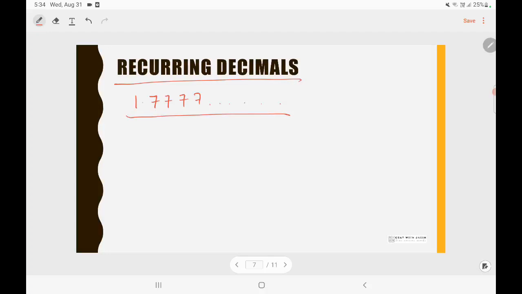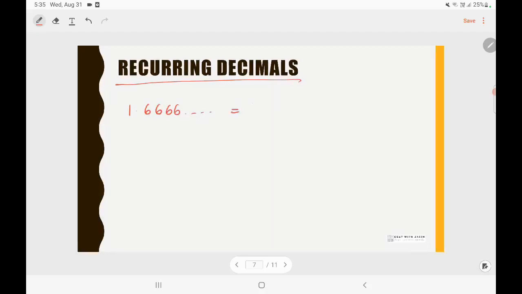So we'll see how we can convert these recurring decimals into fractional forms. Okay, now let's take an example. Let's say 1.6666, this is repeating. So you can write it as 1.6 bar. This bar means which numbers are repeating, right? So this 1.6666 you can write it as 1.6 bar.